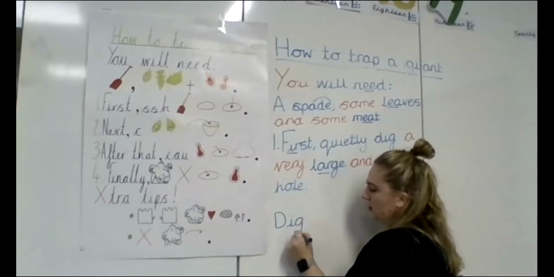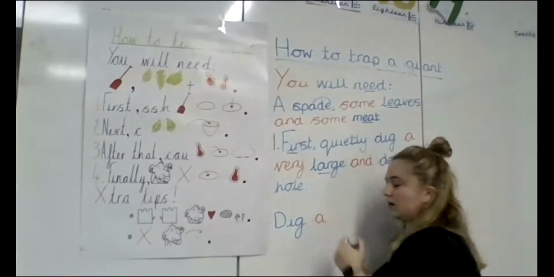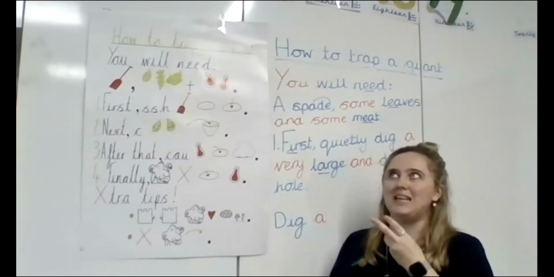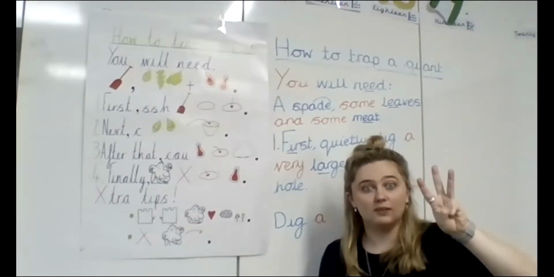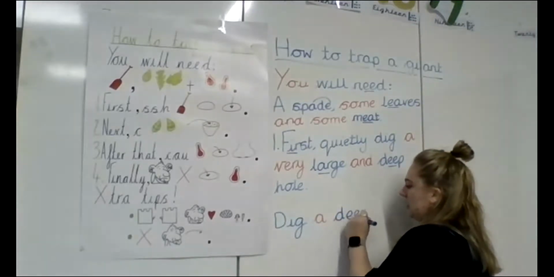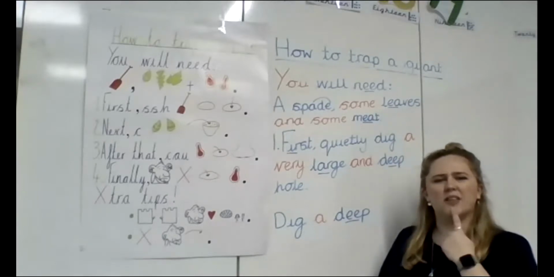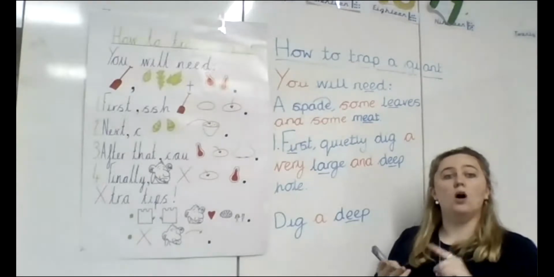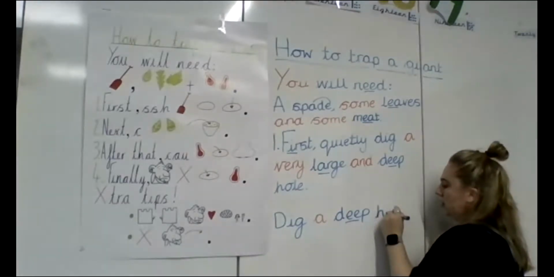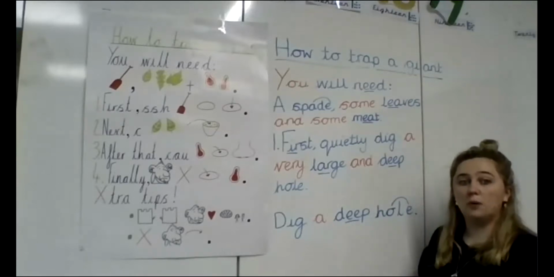D-I-G. Dig. Dig a deep hole. We know "a" is a red word, don't we? Dig a deep. Could you sound out deep for me? Deep. How many sounds did you get? 3? Good. D, E, P. Dig a deep hole. So, hole. How many sounds are there in hole? O, ooh. Sounds like our split digraph, hole, o. Full stop.